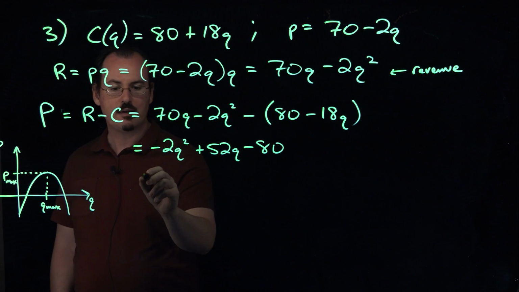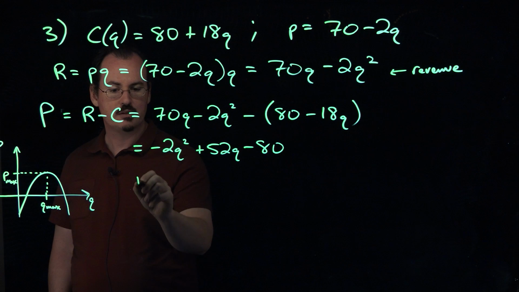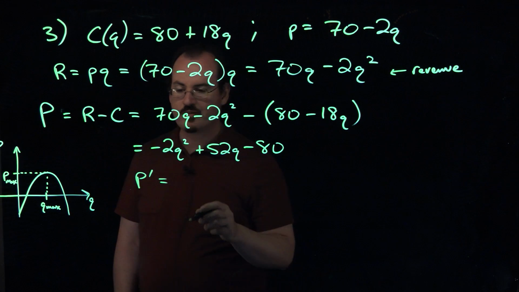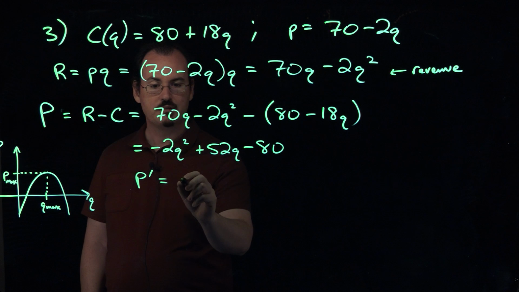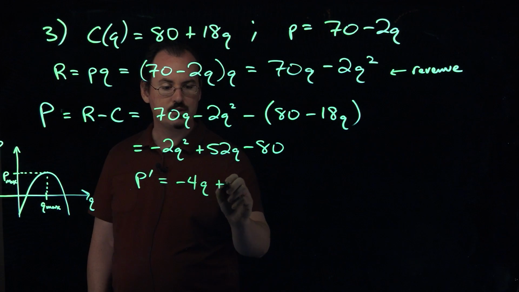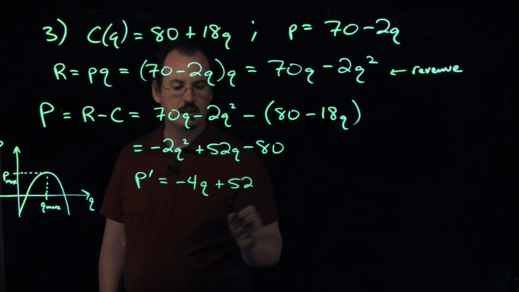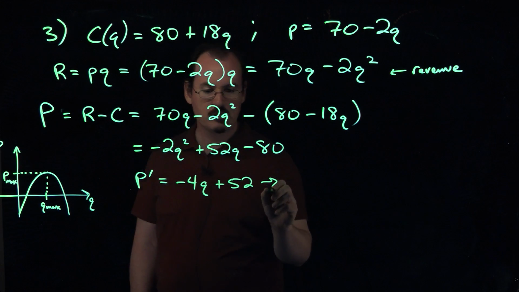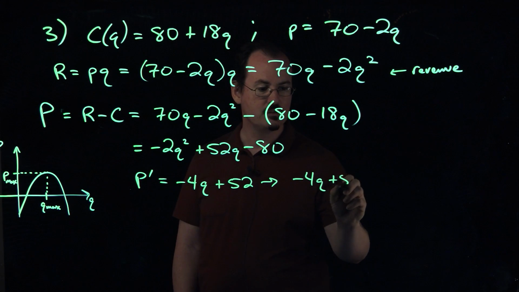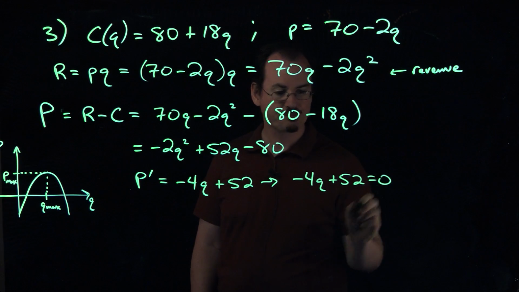So in order to find that, we want to find P prime. We want to find the derivative of this thing. By the way, P prime is actually called the marginal profit. We want to find where the marginal profit is equal to 0. So this is negative 4q plus 52. Okay, and then we set that equal to 0. So negative 4q plus 52 equals 0.